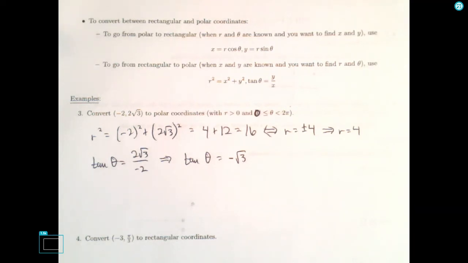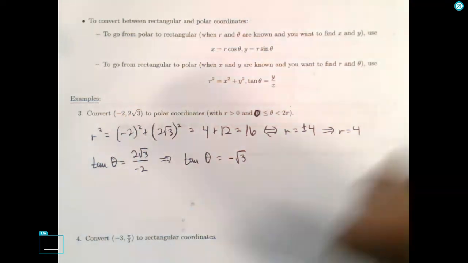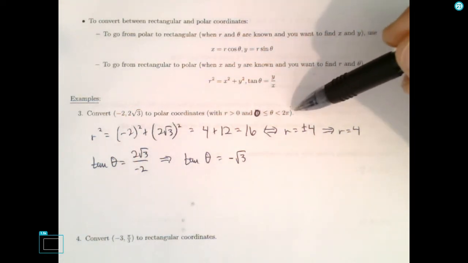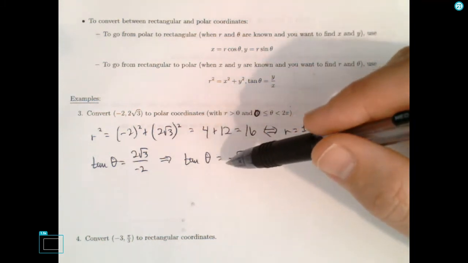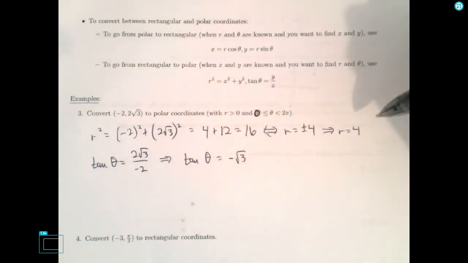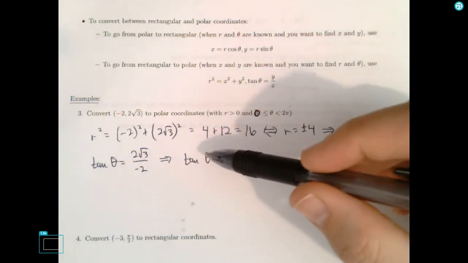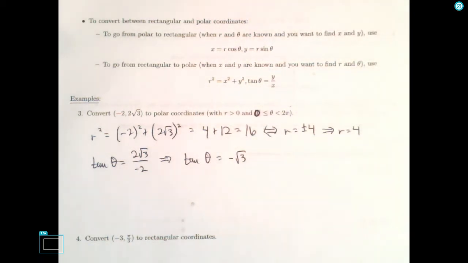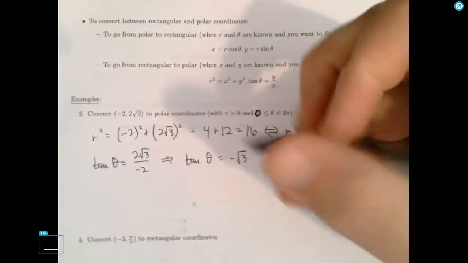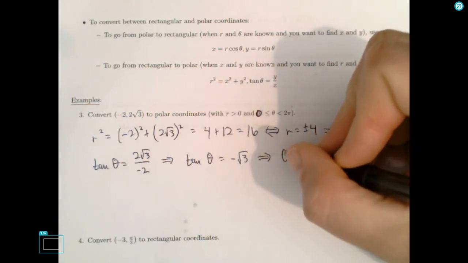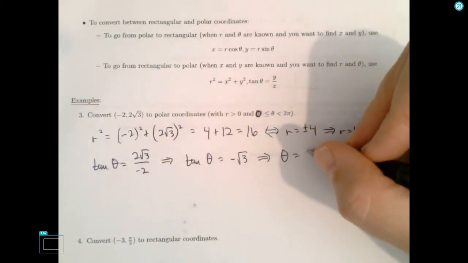So if you take tangent inverse of negative root 3 on your calculator, you get negative pi over 3. But negative pi over 3 is not between 0 and 2 pi. So what you do is you add pi, right? You add pi to it, and it'll give you another angle such that tangent of that angle is negative root 3. So if I add pi, negative pi over 3 plus pi is 2 pi over 3. And 2 pi over 3 is between 0 and 2 pi.